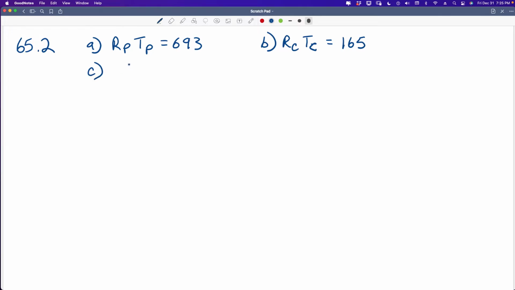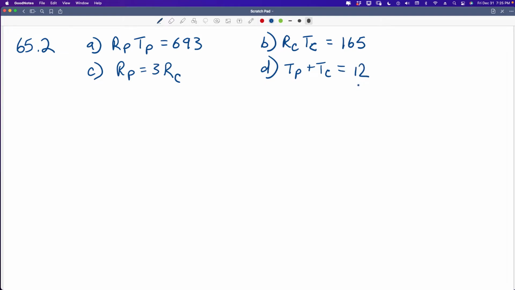It tells us that RP is equal to 3RC. So that's similar to what we had before. And D is TP plus TC is equal to 12.